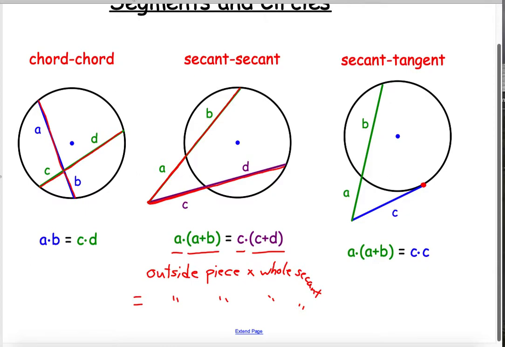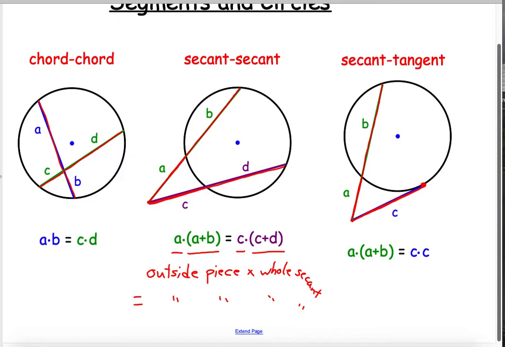So the nice thing about this is even though the picture looks a little bit different, it's the same idea as the secant-secant. So it's the outside piece, and for the green that would be A, times the whole thing, which would be A plus B, is equal to the outside piece for the blue, which is C, times the whole thing for the blue, which is also C. So we can still think of it as the outside piece times the whole thing equals the outside piece times the whole thing.